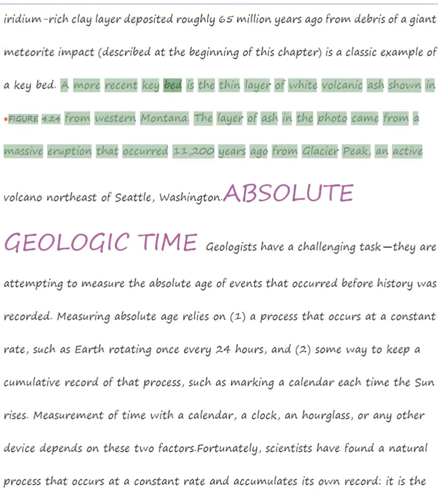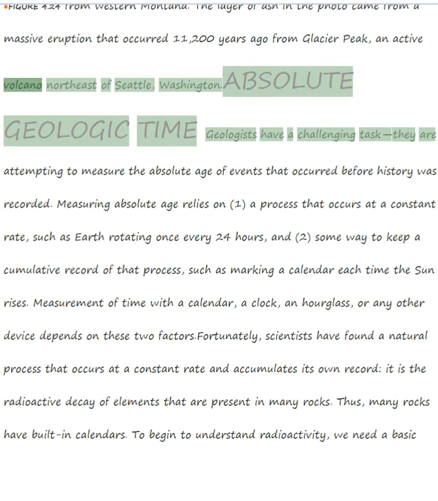A more recent key bed is the thin layer of white volcanic ash shown in Figure 4.24 from western Montana. The layer of ash in the photo came from a massive eruption that occurred 11,200 years ago from Glacier Peak, an active volcano northeast of Seattle, Washington.